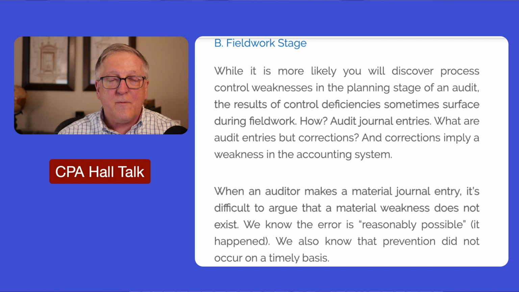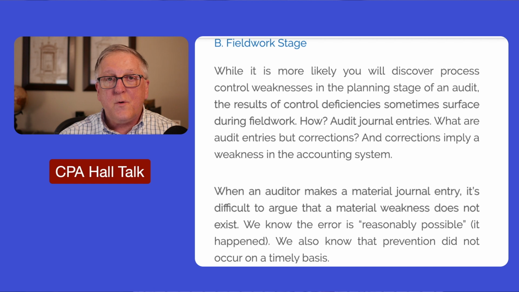Let's say it's $500,000, and you propose an audit adjustment. And let's suppose that your materiality is $300,000. Well, you just proposed an adjustment that is greater than materiality. So that tells us there's a material weakness in relation to the controls. Otherwise, there wouldn't be a material adjustment made as you conduct the fieldwork stage of the engagement.